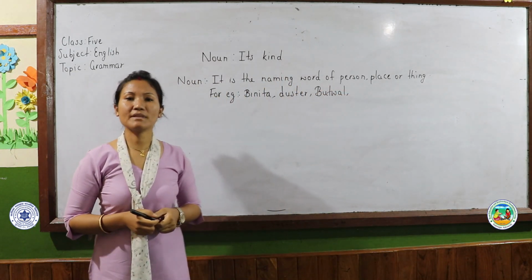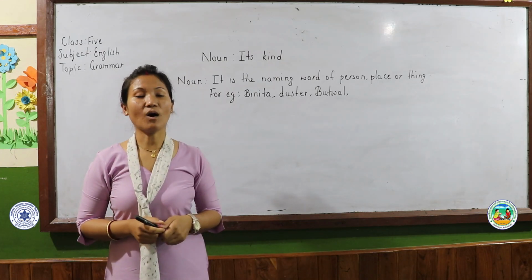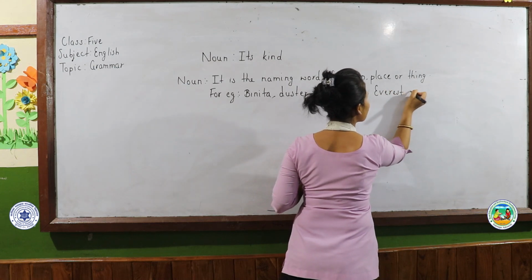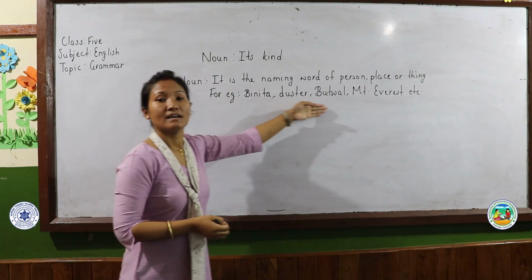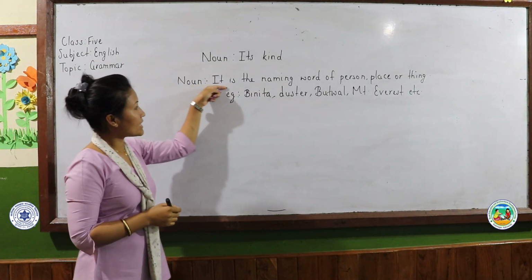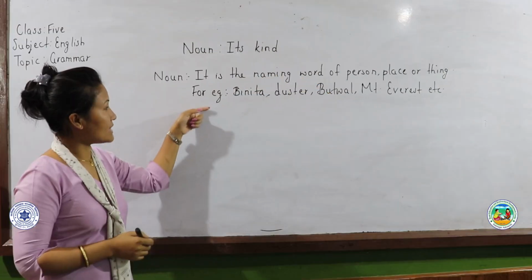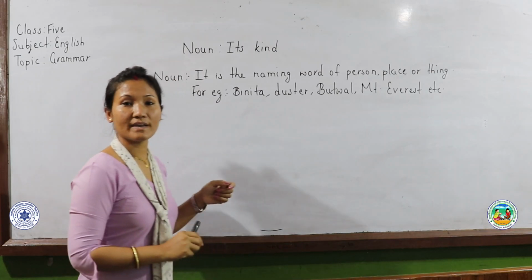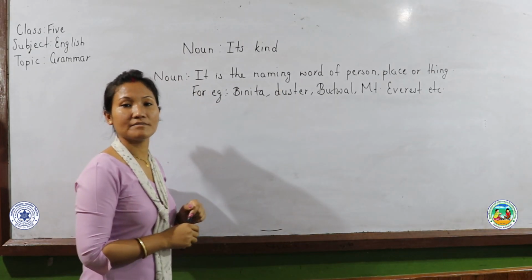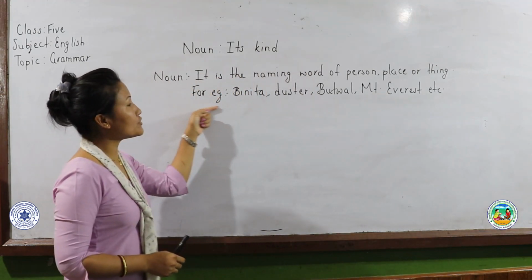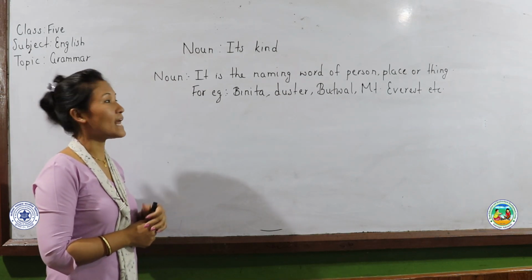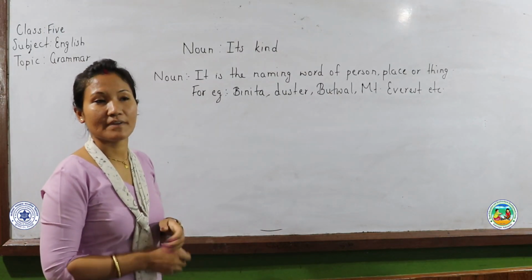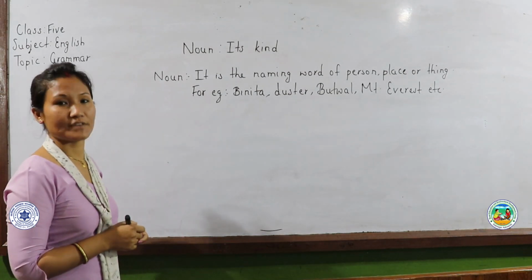Likewise, can you name the highest peak of this world? Yes, that is Mount Everest. These all are examples of nouns. See, it's very easy. It is the naming word of person, place or thing. For example, my name is Vinita, it is a duster, we live in Butwal, and the highest peak is Mount Everest. Now I guess you are all clear about noun. As I finish my explanation, dear students, please do not forget to note it down in your copy so that it will be easier for you.